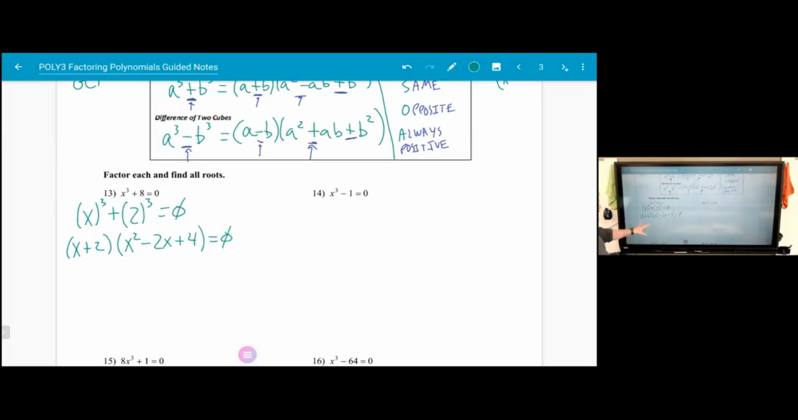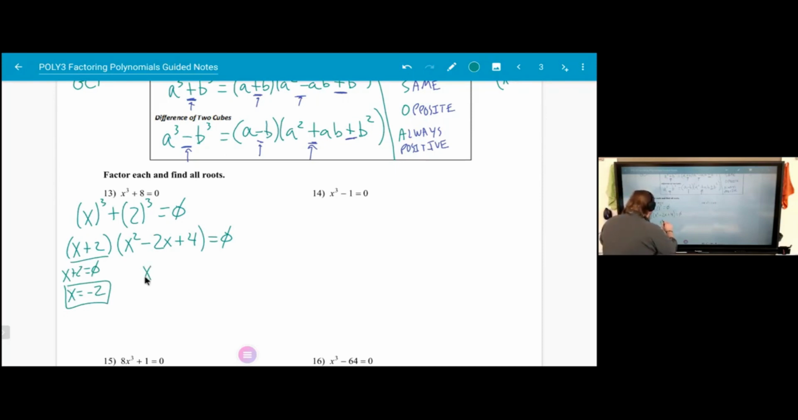Now you might be looking at that second polynomial and saying, well, can I factor x squared minus 2x plus 4? And the answer is no. When you do difference of cubes or sum of 2 cubes, that second polynomial will never be factorable more than that. You can still solve it, which we're going to do, but it will not be factorable any further. Now we got to find 3 roots. Well, our first one is pretty straightforward. x plus 2 equals 0, x equals -2. We found one. Now we got to find another.